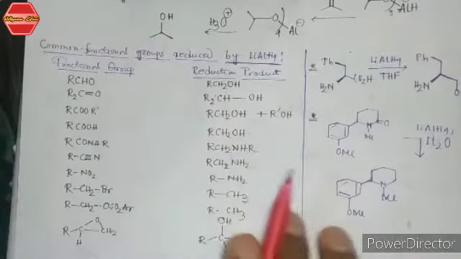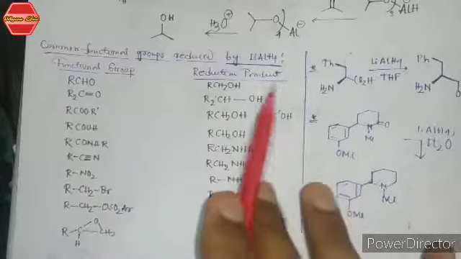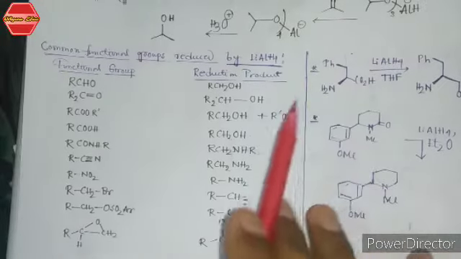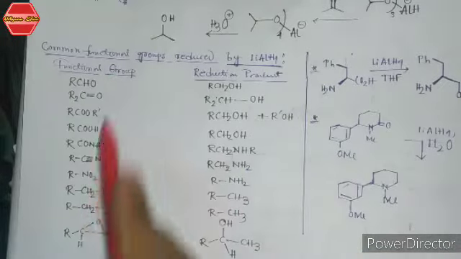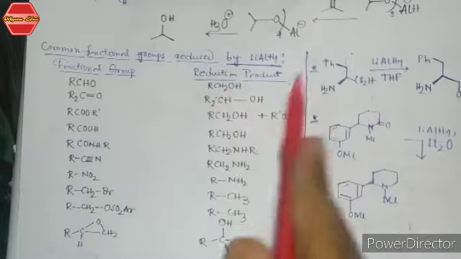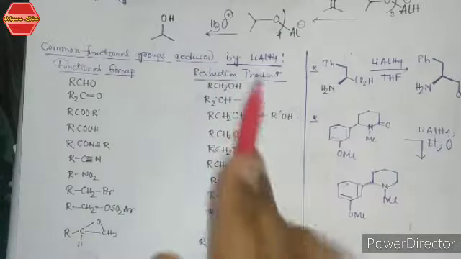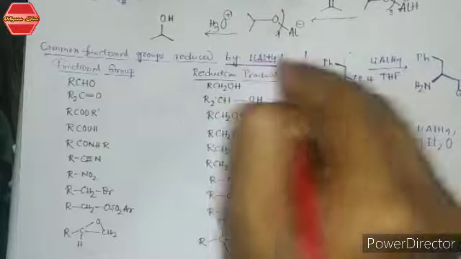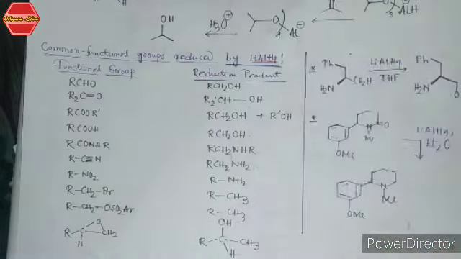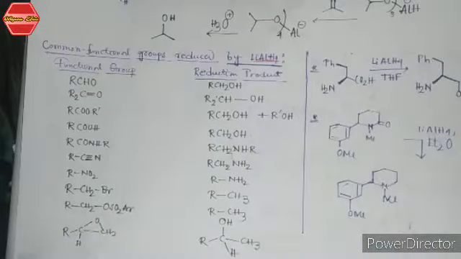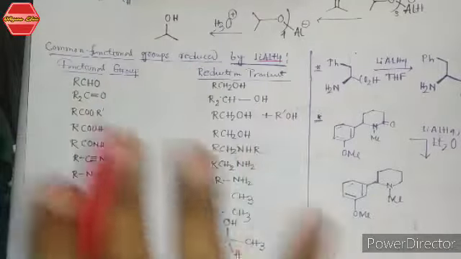Now see, I have written over here a chart of common functional groups reduced by lithium aluminium hydride. You all know these functional groups, and this is our reduction product after the reduction by using lithium aluminium hydride. So this is the overall product, and the functional groups are there.